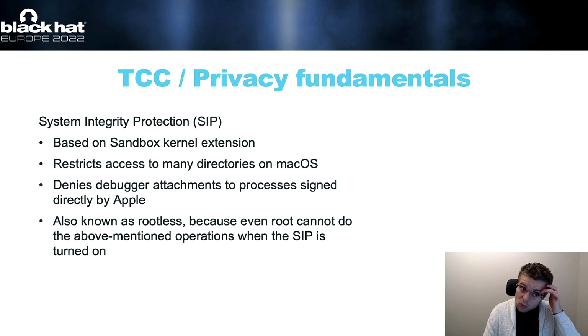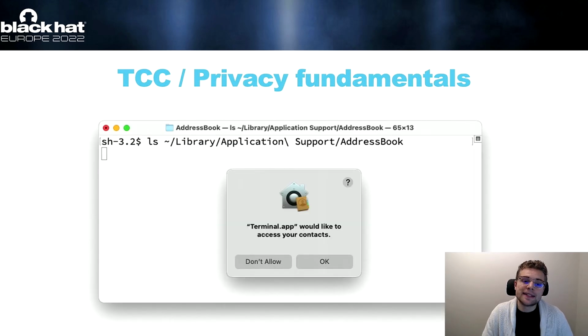So let's start with, I think, the most fundamental macOS security mechanism, that is System Integrity Protection, based on the sandbox kernel extension. On macOS, if you have root, you are not a god, because even if you are root, you cannot do anything with your operating system. SIP will restrict access to many directories and will deny debugger attachment to processes signed directly by Apple. You may not be able to change the contents of some restricted files that are crucial from the system perspective, etc. And when System Integrity Protection is turned on, there is another mechanism that's also turned on, which is Transparency, Consent, and Control, the abbreviation of which is, of course, TCC.